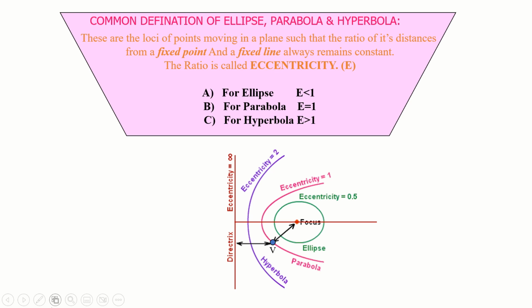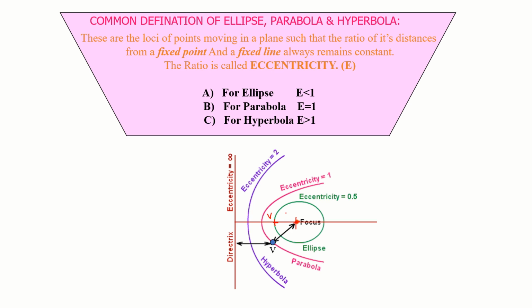And then, what is eccentricity? Eccentricity is the ratio between the vertex to focus distance divided by the vertex to fixed line distance. The ratio between these two. So this is the fixed point or focus, and this is the vertex, which can be along the ellipse, parabola or hyperbola.